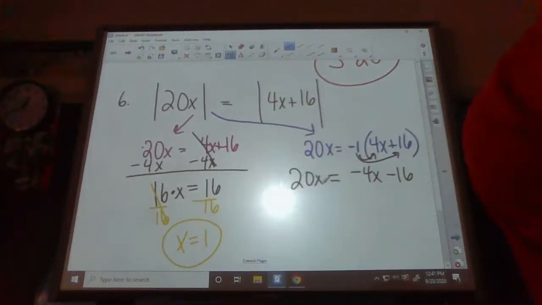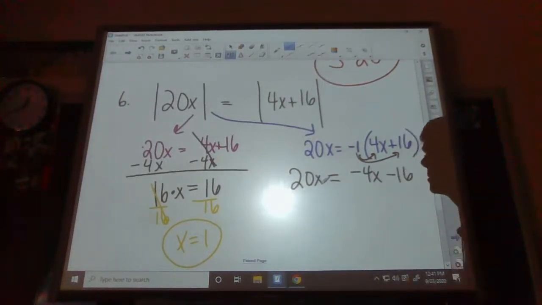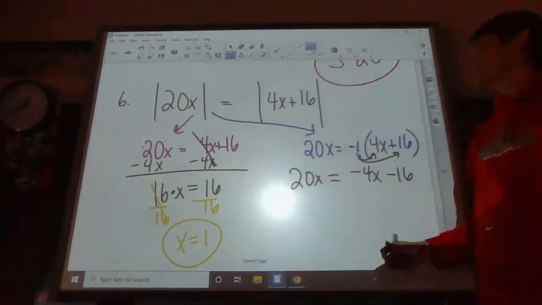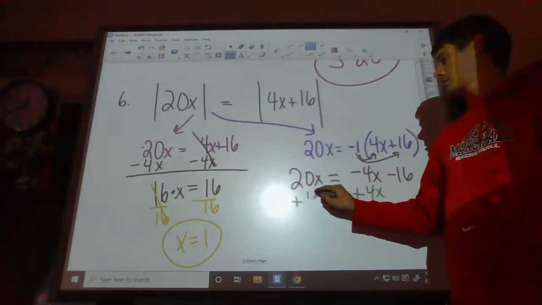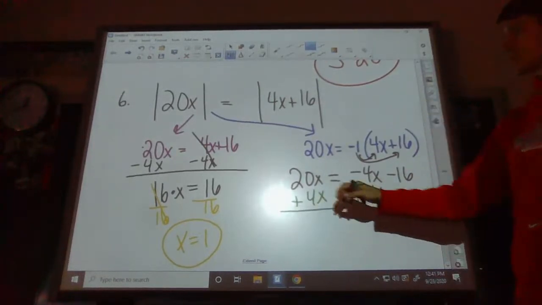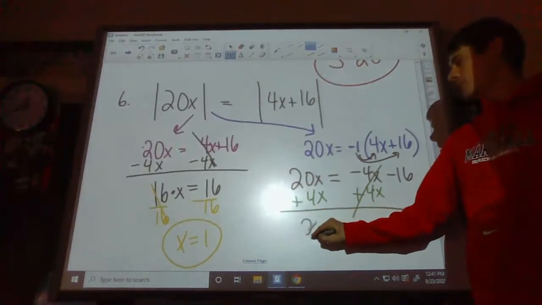Remember how negative 6 and positive 6 both have the same absolute value? Negative 3 and positive 3 have the same absolute value. They're both 3 places away from 0. Same kind of thing here. I'm still going to do plus 4x. Over there I did minus, and this time I'm doing plus, and I get 24x.